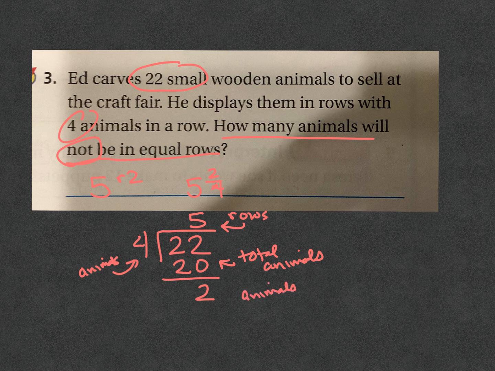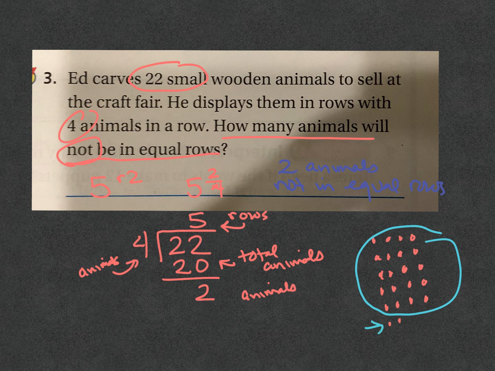Wooden animals, right? So I have 1, 2, 3, 4, 1, 2, 3, 4, 1, 2, 3, 4. This is a picture for your brain to make the connection. There's those nice rows, but 2 were left over. How many animals will not be in equal rows? 2 animals will not be in equal rows. So 2 animals not in equal rows. The rest of the animals are in equal rows, but these 2 little guys are not.